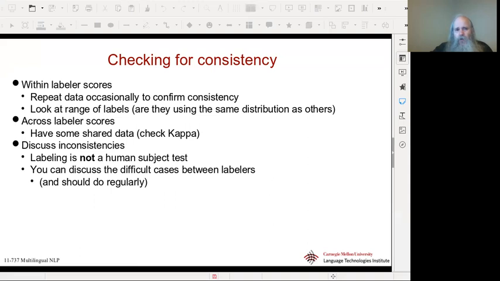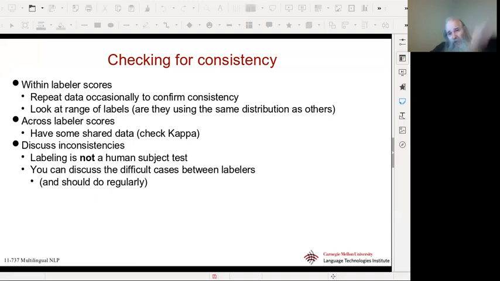You also want to have a look at, within the particular label, are they being consistent? And maybe you occasionally want to repeat data and see whether you get the same label for it, just to make sure that they can actually do the task and they're also not just doing it randomly. So you want to make sure that's the case.